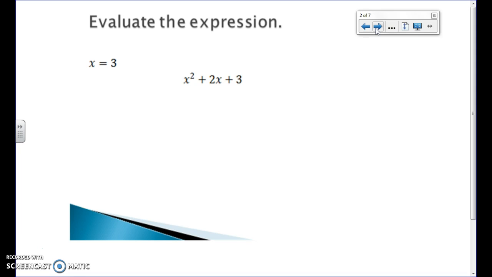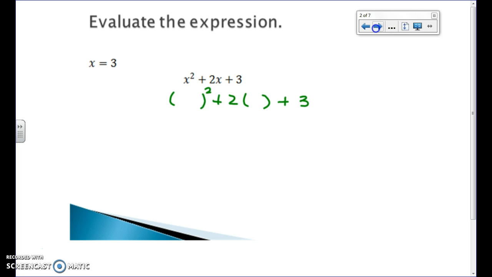So if I want to evaluate this expression, and I know it's an expression because there's no equal sign and there's no inequality, and I want to evaluate with the value of x equals 3. Again, like we practiced, I'm going to replace all the variables with open parentheses. And in this case, we have x more than once in the same expression. Now, you might be tempted to put the x squared with the 2x. However, those are different. Those are not like terms.